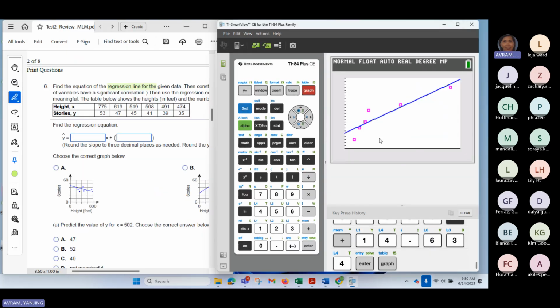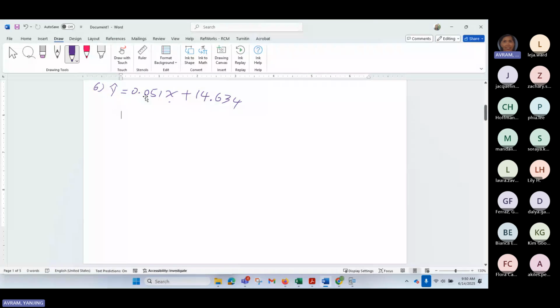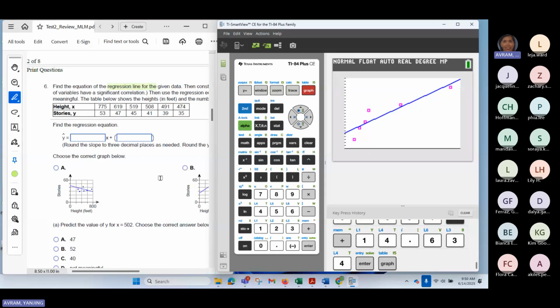Okay, and this line is called the line of best fit because it passes through as many points as possible in here, and some of them are above, some of them are under, right? And this is called a residual. If you drop a little bit of distance from here, above the line will be positive, below this line will be negative, and then summed together, positive and negative together will be 0. So this line is called the line of best fit. All right, so that is 0.051x plus 14.634.